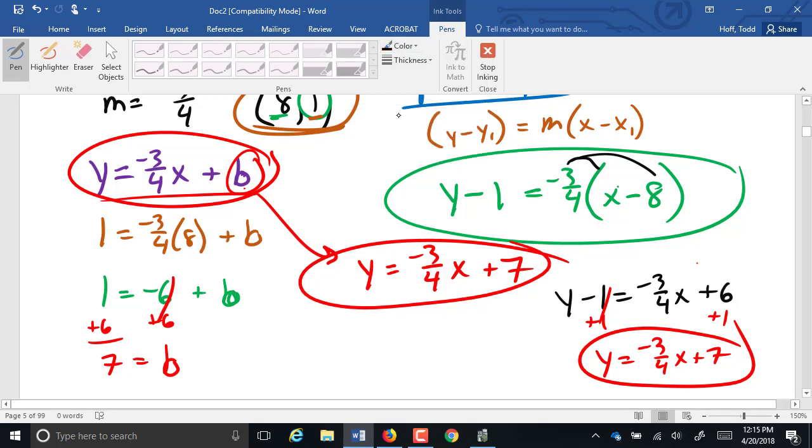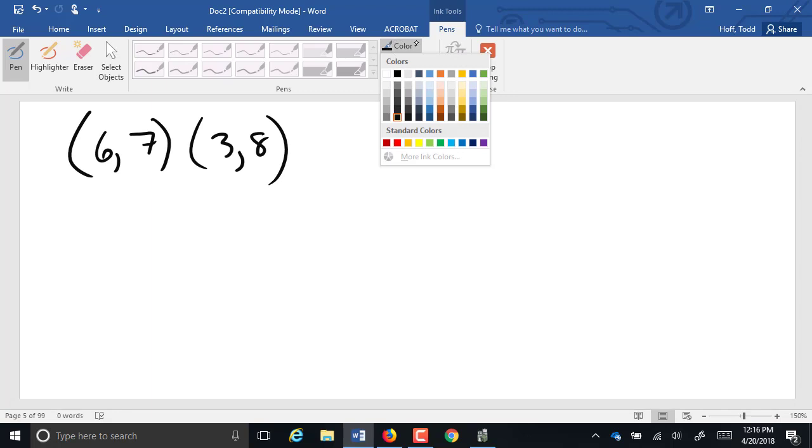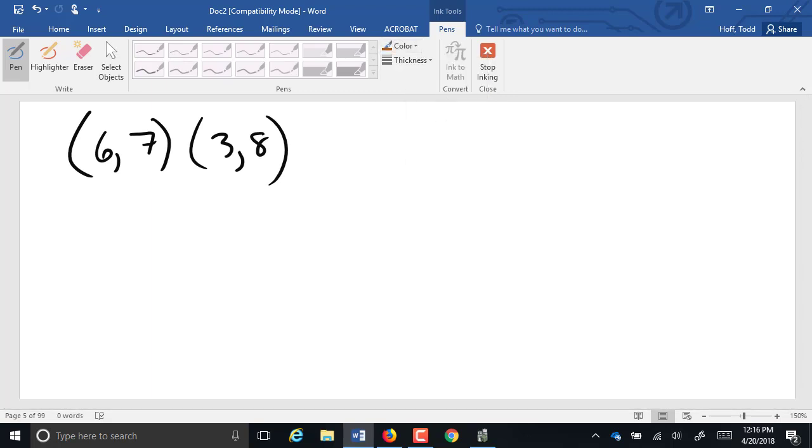Our next possibility would be, instead of being given a slope and a single point, what if we're just given 2 points? What if we're given the point 6, 7 is on the line, and the point 3, 8 is on the line? Well, I'm going to argue this is the same as what we just did, because when we're given 2 points, we can find the slope.